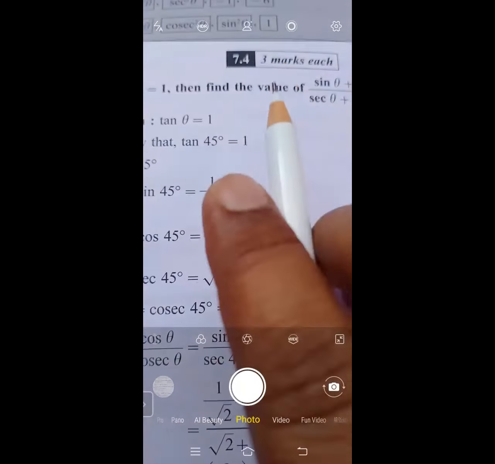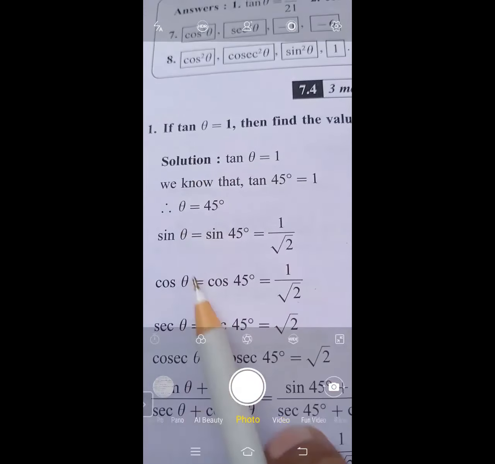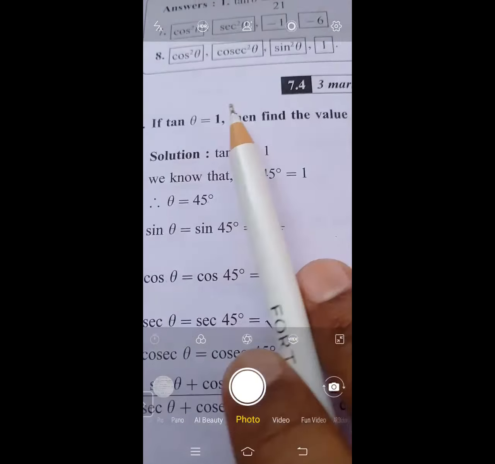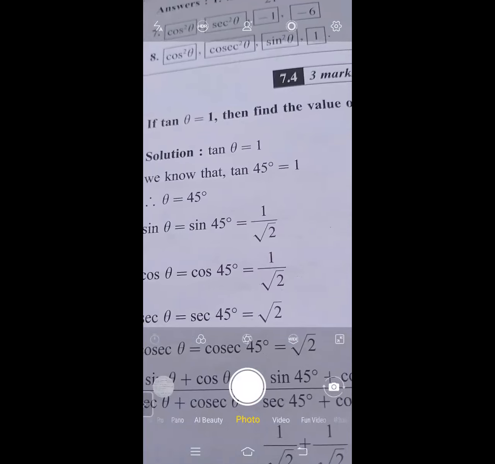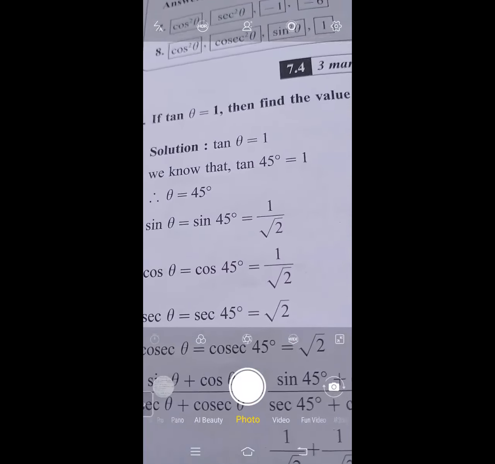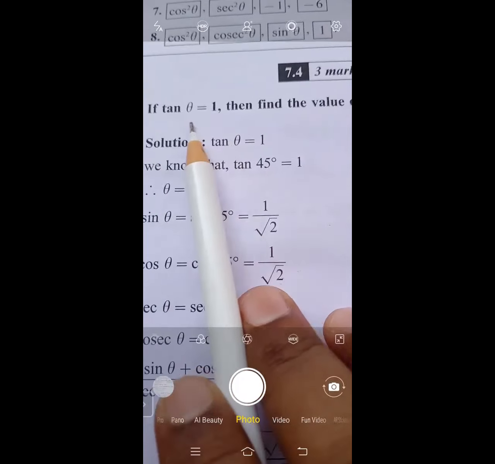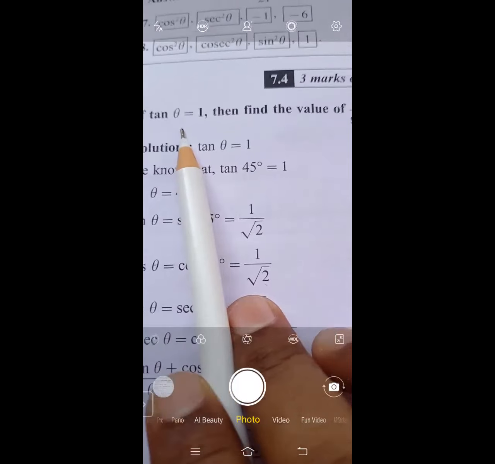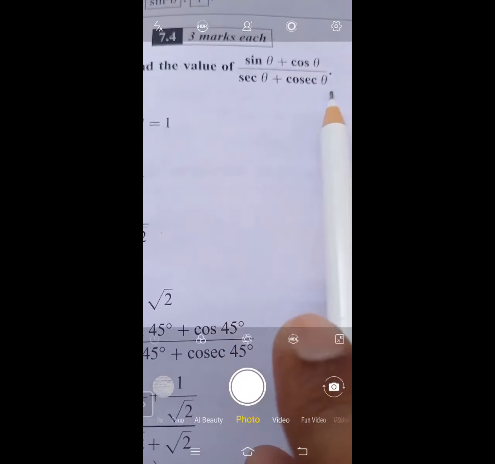Let's move forward and try to solve 3 marks questions, where the complexity increases a little bit. But if you are thorough with 1 mark and 2 mark questions, 3 marks questions will also be solved. If tan theta is equal to 1, find the value of (sine theta plus cos theta) upon (sec theta plus cosec theta).